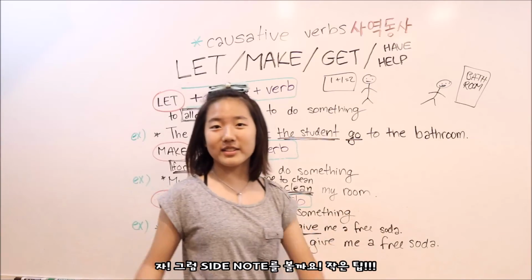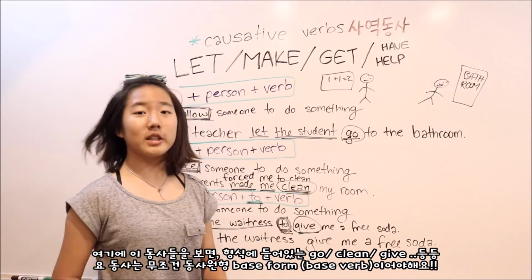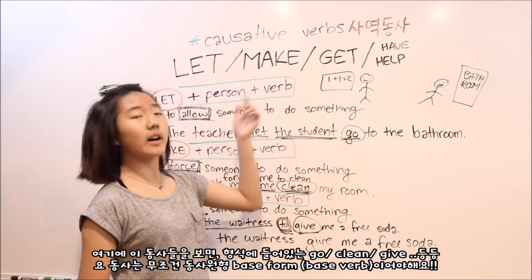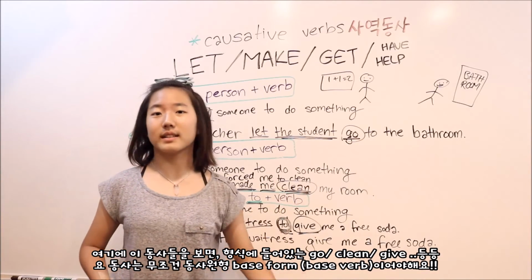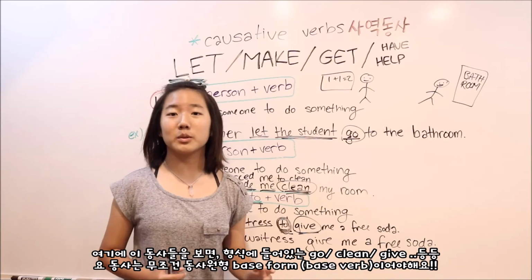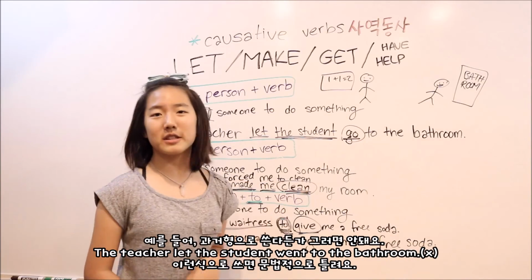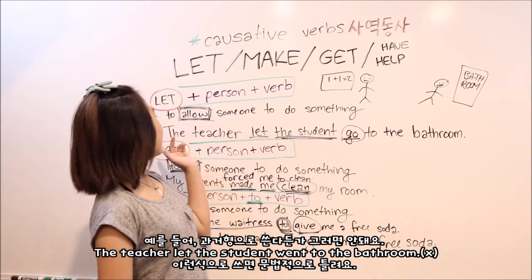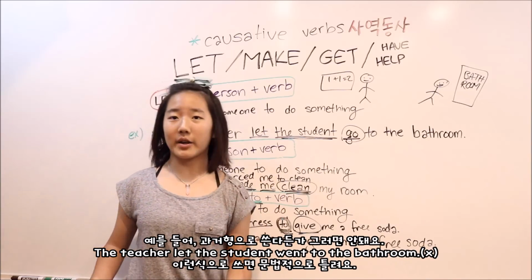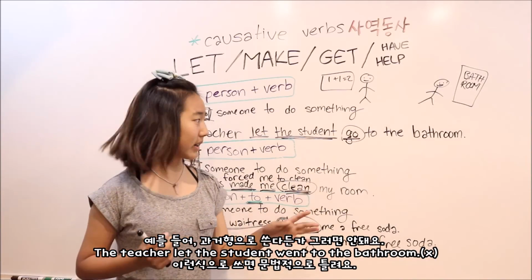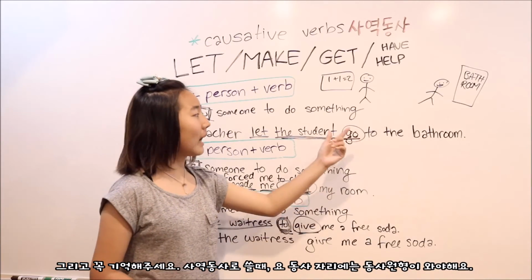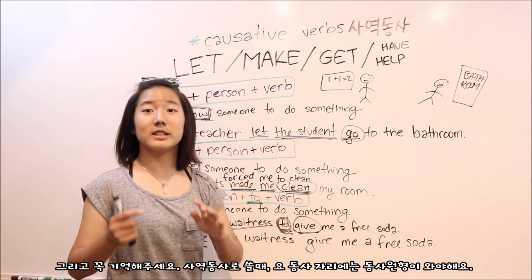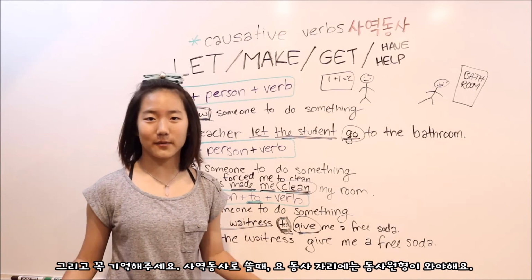And now I have a little side note for you guys. If you look here to these verbs that are also listed in the format, go, clean, give, and etc. These have to be used in base form. You can't use it in past tense, like the teacher let the student went to the bathroom. That's just grammatically incorrect. And just remember, when you're using causative verbs, you have to leave this verb in its base form, its most simplest form.